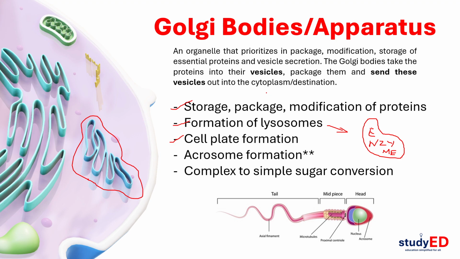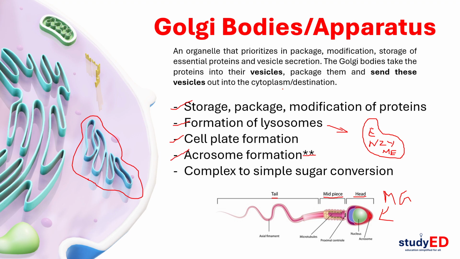Then we have acrosome formation. Okay, this is something new and interesting. You know the sperm, the male gamete of the body. In this sperm, you have the tail, middle piece and the head. In the head, within the membrane of the head, there is a nucleus and an acrosome. For a sperm to function, this acrosome is formed by the Golgi body. The acrosome is formed by the Golgi bodies.